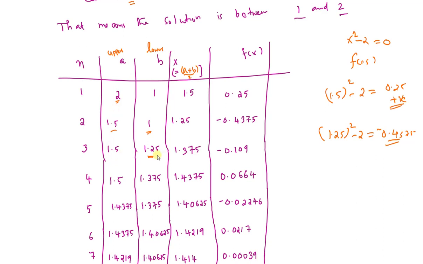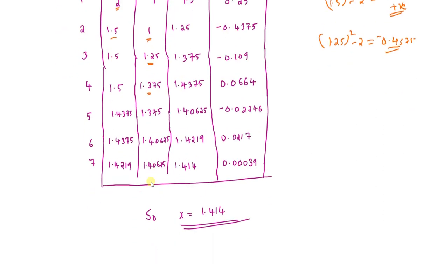The upper limit is kept the same. Now take the average of these two, 1.5 plus 1.25, that is 1.375. Substitute the value of 1.375 in this function, we got a negative value. Again we got a negative value. When we got a negative value, again you have to replace the lower limit. 1.375 is put in the place of b, and the upper limit 1.5 is kept as it is. Take the average value. Now you got a positive value.